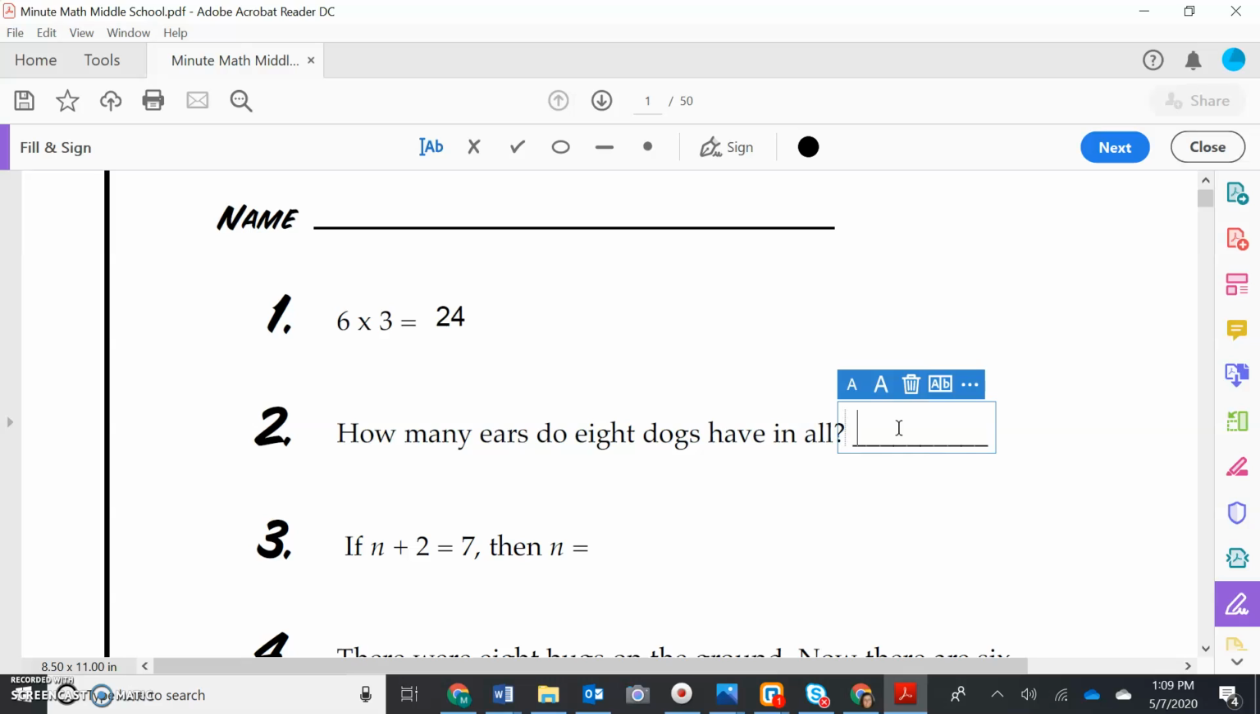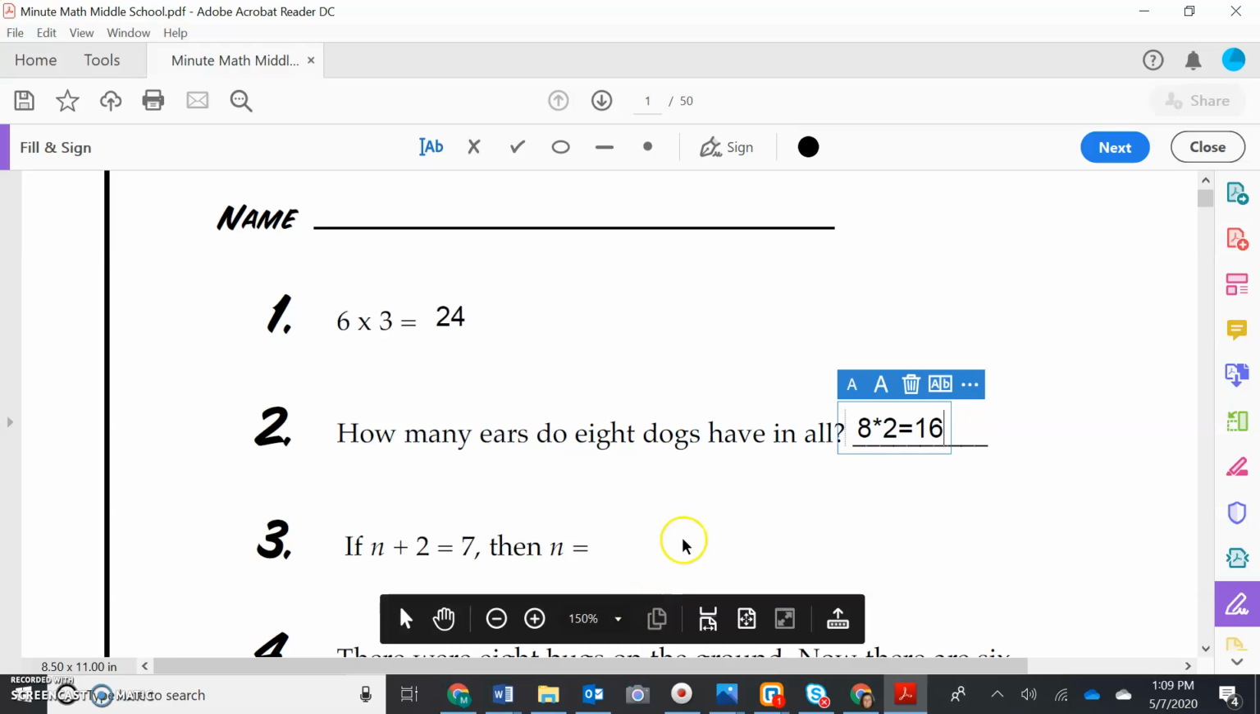Now let's think about this one. How many ears do 8 dogs have? Well, you've got 8 dogs, and then you want to do times. Each dog has 2 ears, so 8 times 2 equals 16. So you write that down for number 2.